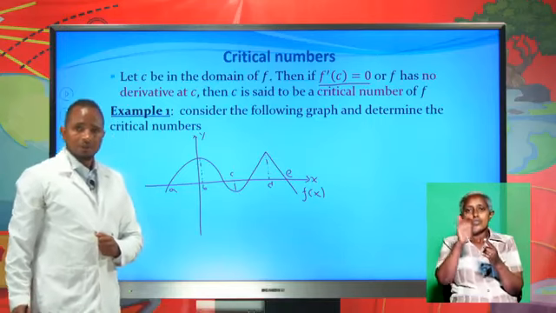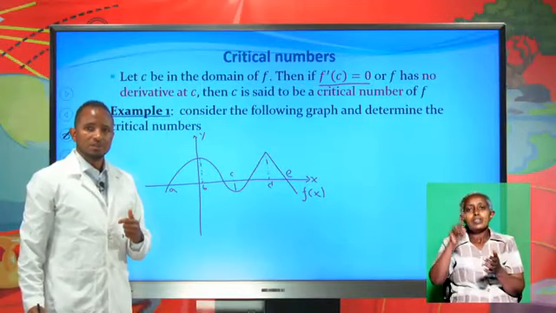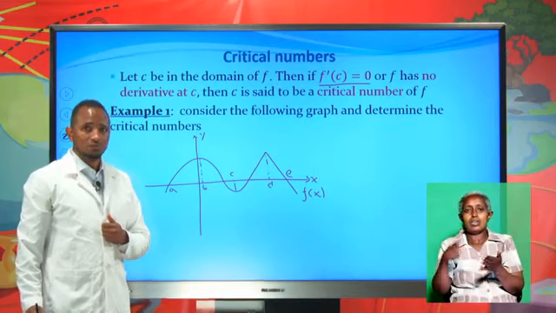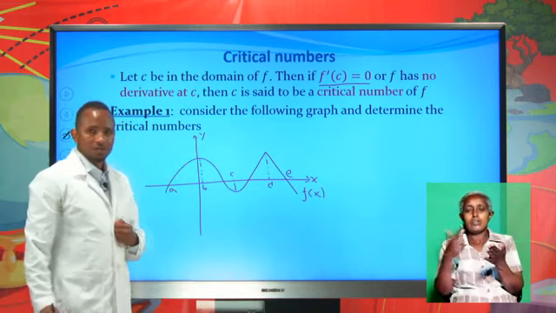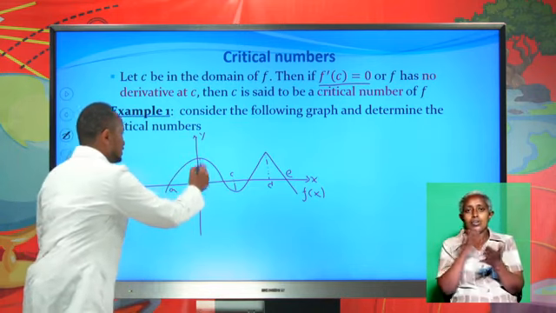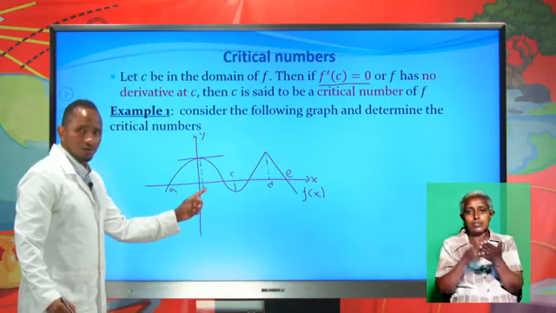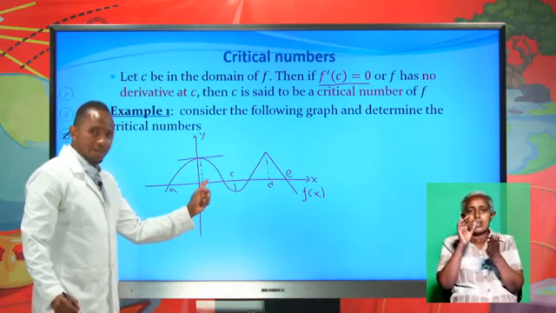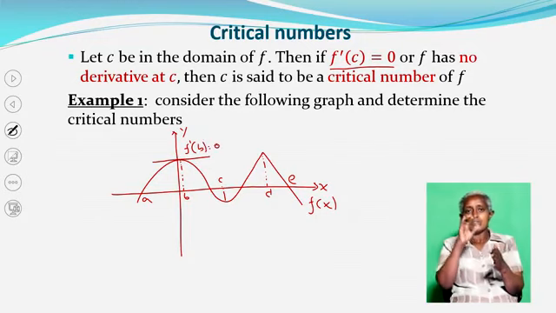To find the critical number, we simply need to find the point where the derivative of this function is 0. Derivative means it is the slope of the tangent line. So we need to find the point where the slope of the tangent line for this graph is 0. If you take the tangent line at this point, it's a horizontal line. So the derivative at this point is 0. So one of the critical numbers is B. At this point f derivative of our function at B is 0 since the tangent line is horizontal.